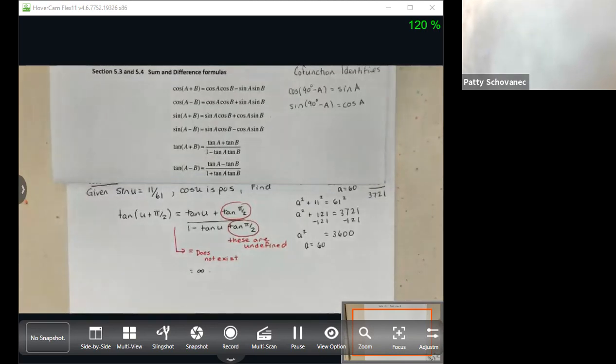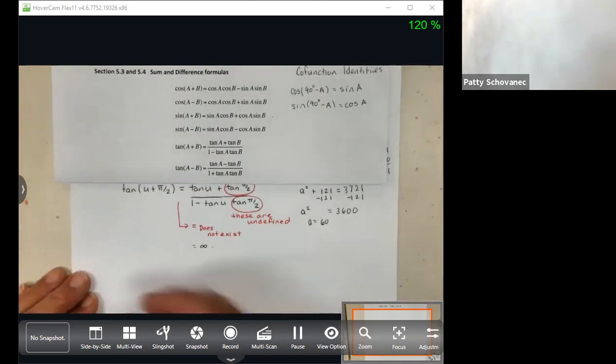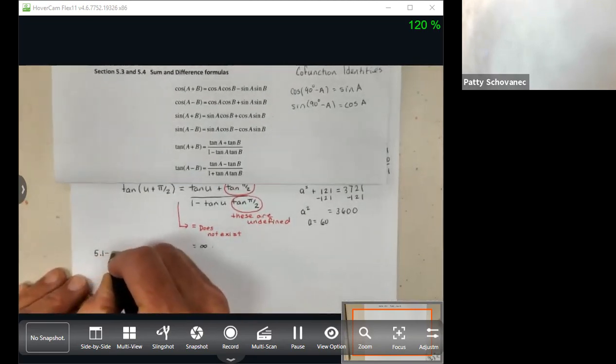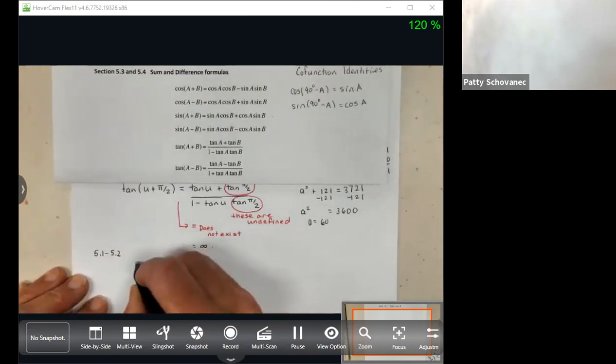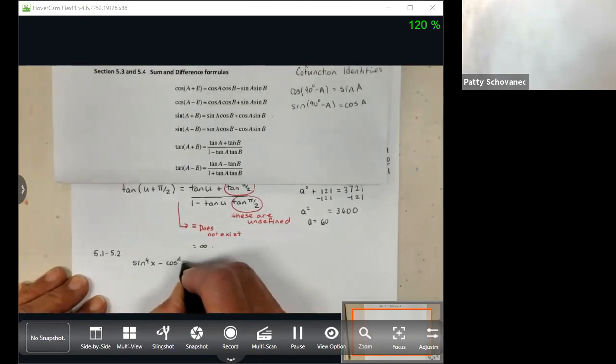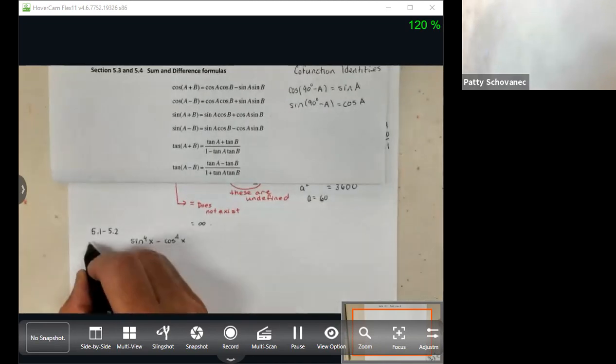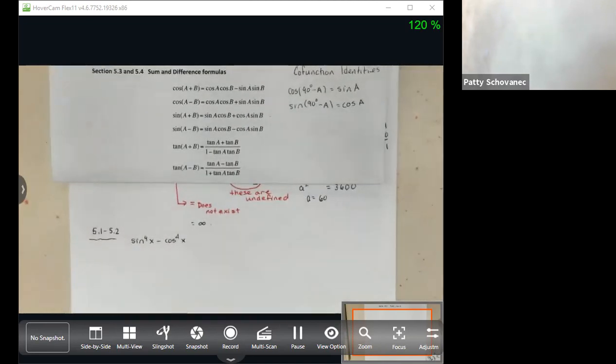Yes, sir. This is on 5.1-5.2. And this is some kind of expression, which is sine to the 4th power x minus cosine to the 4th power x. Simplify that, okay. So I feel like we may have done this one. Did we do that one in here?